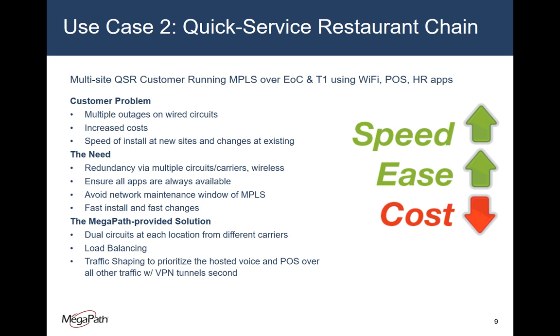Again, problem area was, they've got multiple outages occurring. Costs of these T1s and Ethernet, they want to try to balance that out a little bit better. And then also for them, they're a rapidly growing restaurant chain, and they're constantly installing new sites or sometimes even having to make changes. And in an MPLS environment, that's costly and time-consuming and just not fun for anybody. Not fun for us as a carrier, not fun for them. So they definitely wanted to increase their redundancy, make sure that all of their applications, of course, are always up.